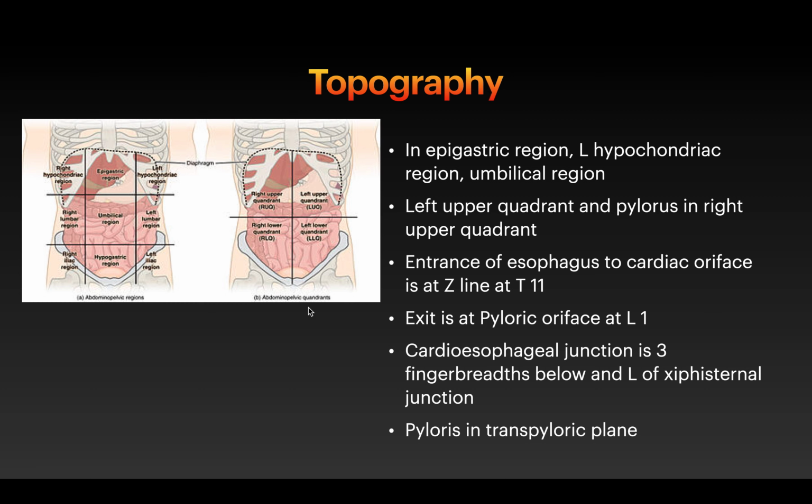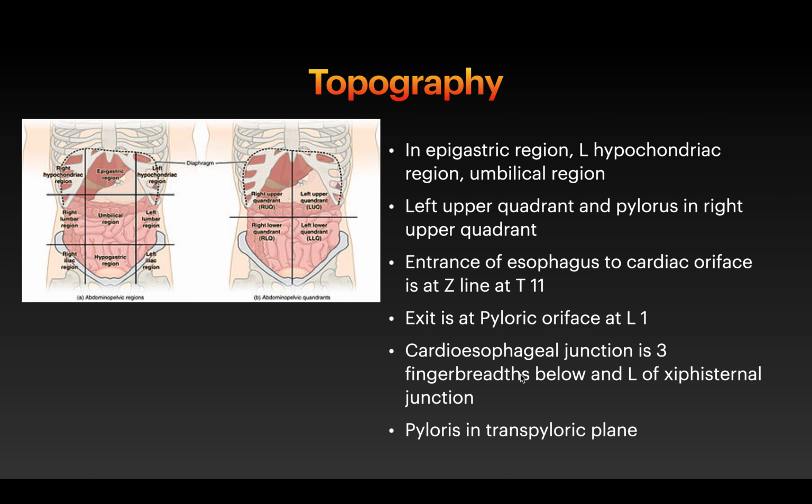So the entrance of the esophagus to the cardiac orifice is the official entrance into the stomach, and it occurs at a place that has a certain distinctive zigzaggy layer where the epithelium of the esophagus changes very suddenly to the gastric mucosa, and that is at the Z line, and that is around T11. The exit of the stomach is through the pyloric orifice, and that is at L1.